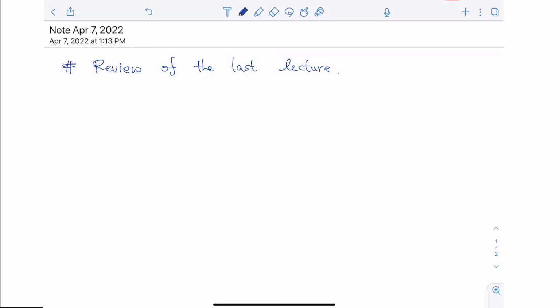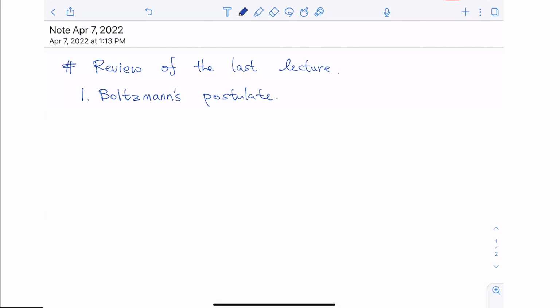So today we'll continue our lecture, but starting with a review of our last lecture. The most important thing we discussed in the last lecture is Boltzmann's postulate.